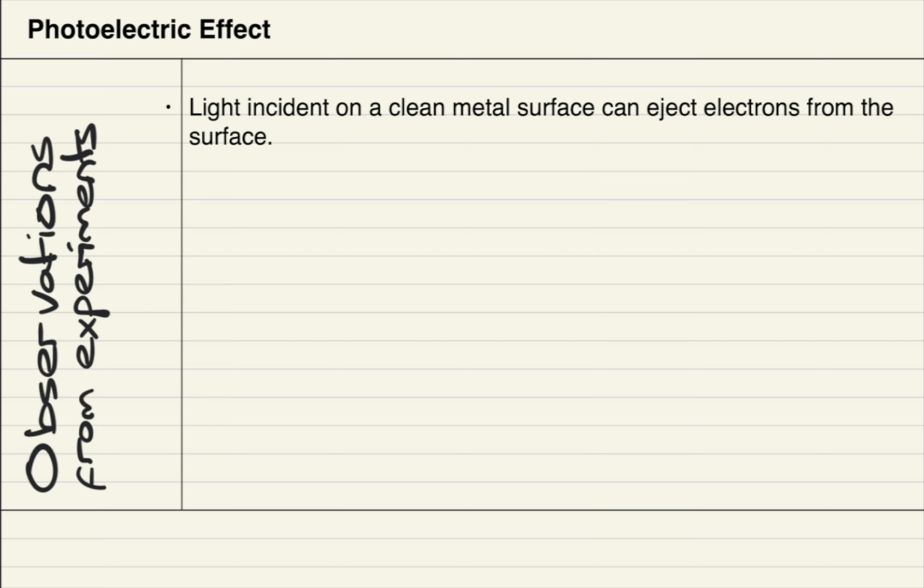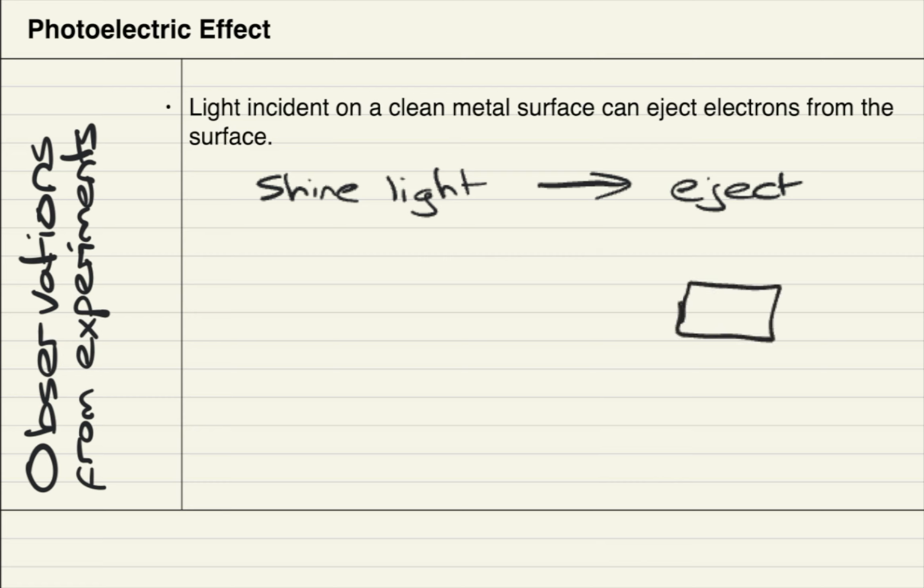Light incident on a clean metal surface can eject electrons from the surface. Okay, so this is the starting point. Shine a light on a piece of metal and electrons can be ejected. Not just moving around a bit, they are brought to the surface and leave the surface. Ejected.